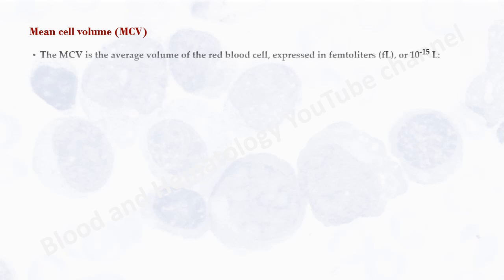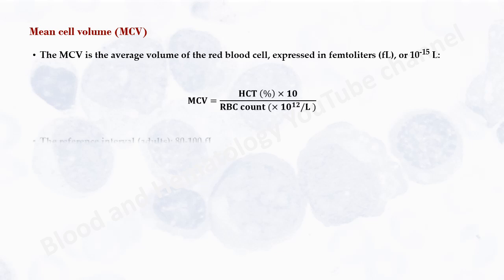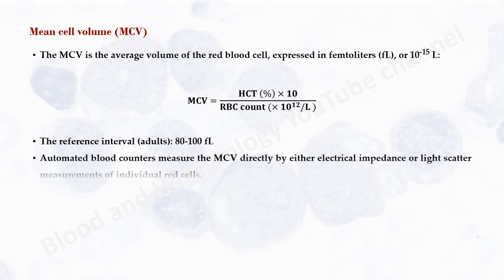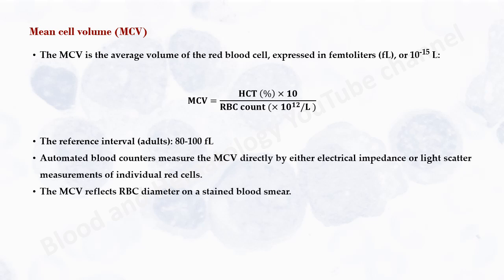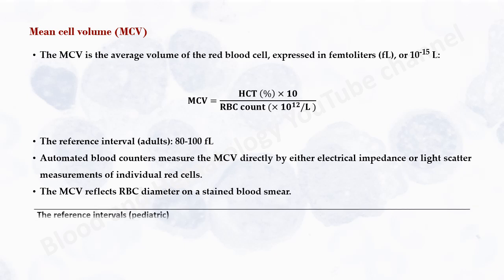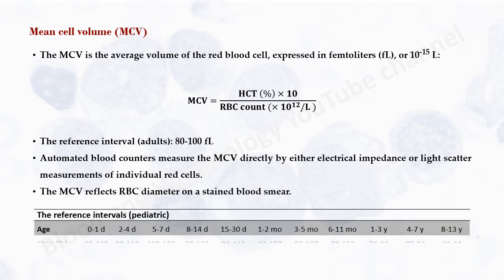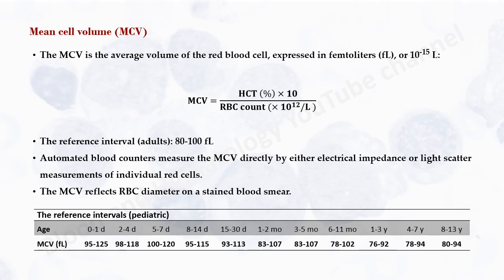The mean cell volume, or MCV, is the average volume of the red blood cell, expressed in femtoliters. MCV can be calculated by dividing the hematocrit by the RBC count, with a reference interval of 80 to 100 femtoliters. Automated blood counters measure the MCV directly by either electrical impedance or light scatter measurements of individual red cells. The MCV reflects RBC diameter on a stained blood smear.